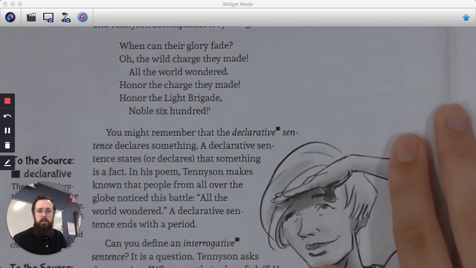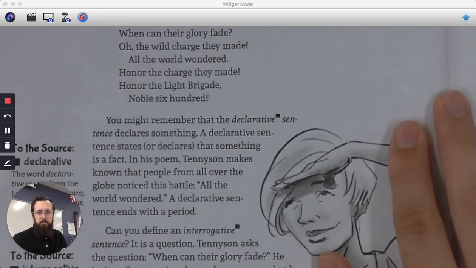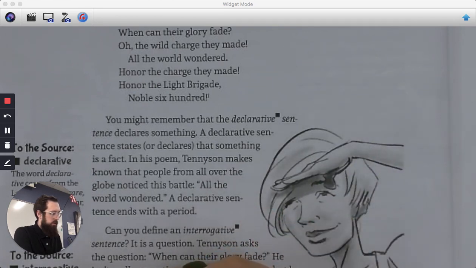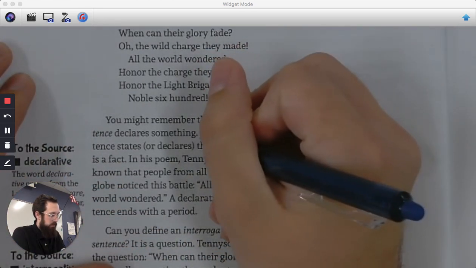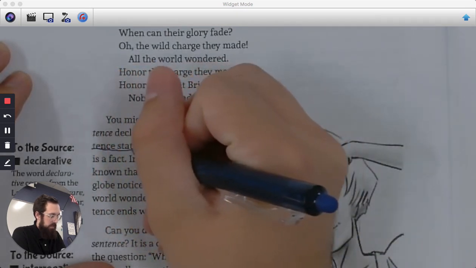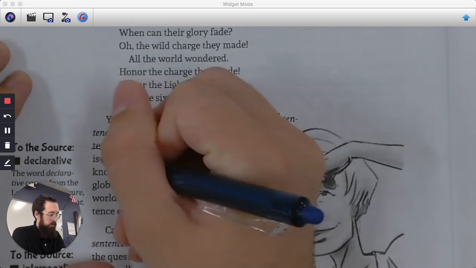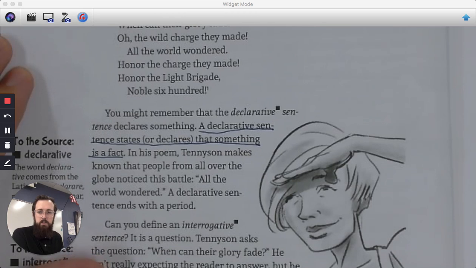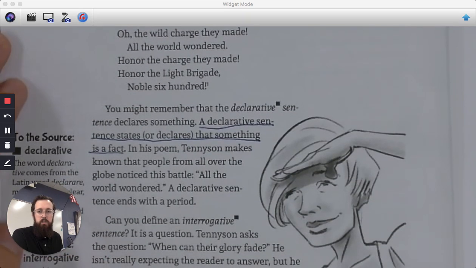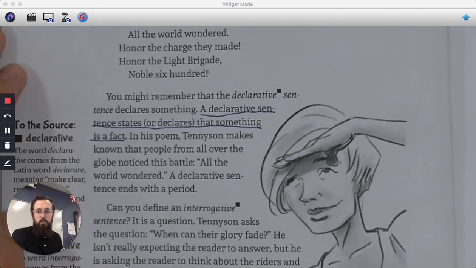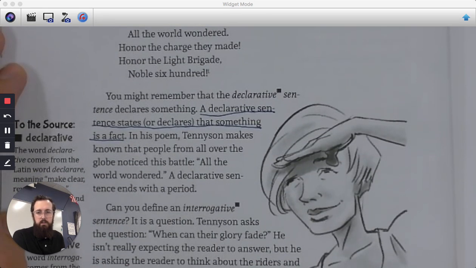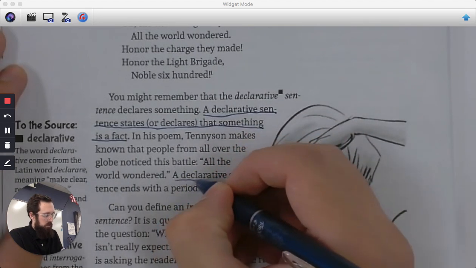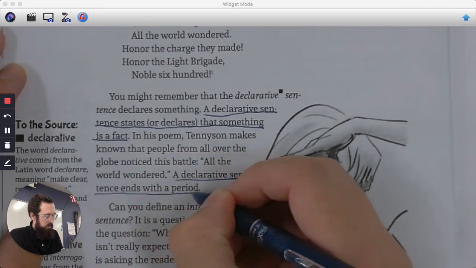You might remember that the declarative sentence declares something. A declarative sentence states or declares that something is fact. Let's go ahead and underline that in our book. A declarative sentence states or declares that something is a fact. In his poem, Tennyson makes known that people from all over the globe noticed this battle. All the world wondered. A declarative sentence ends with a period. Let's underline that as well. A declarative sentence ends with a period.